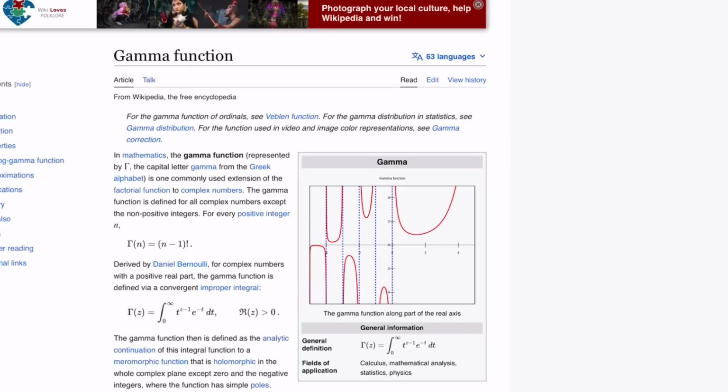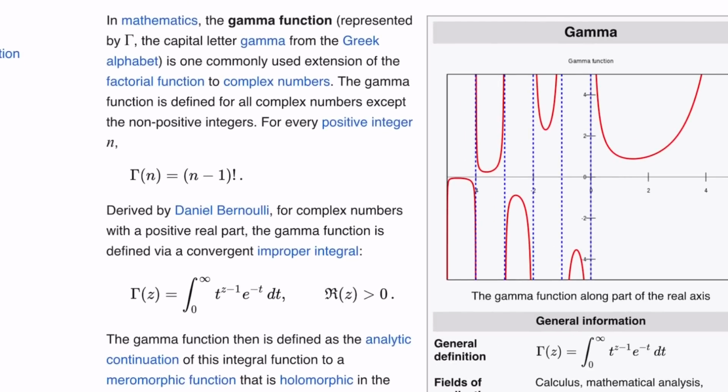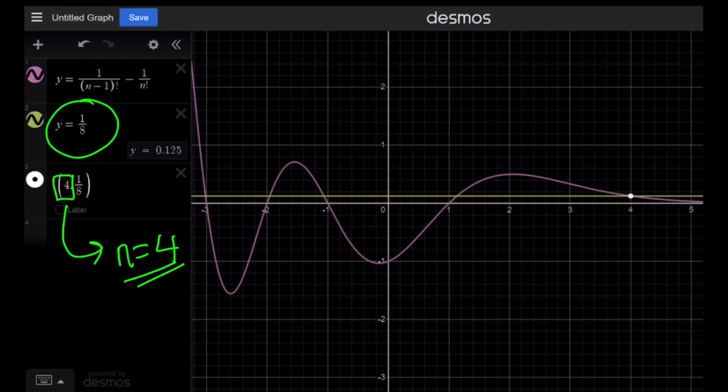So here's what the gamma function looks like. This is from Wikipedia. It is defined as n minus 1 factorial, but it is defined not just on positive integers, it's defined on the real numbers. And here's the definition of our gamma function as an integral. You can read this for yourself, but I'm just going to go back to the graph and finish up what we started. So n equals 4 is the only integer solution to this equation.